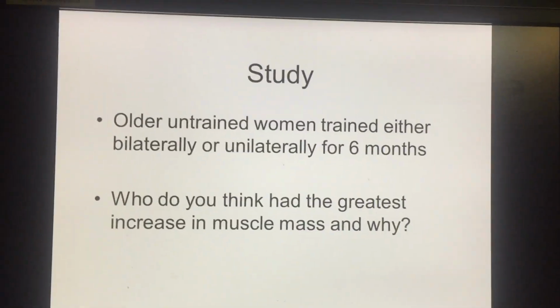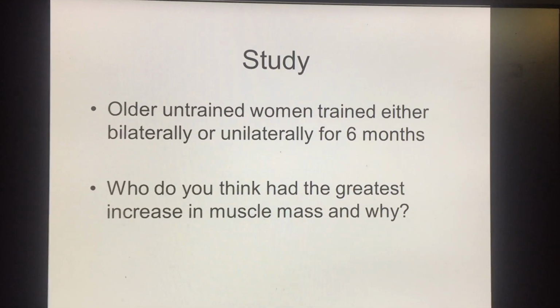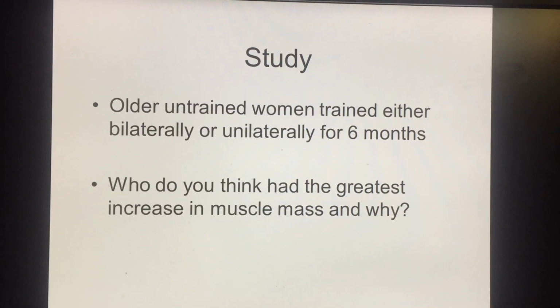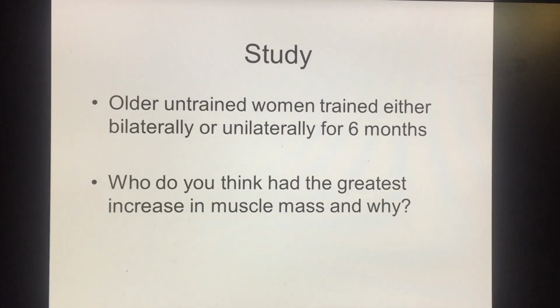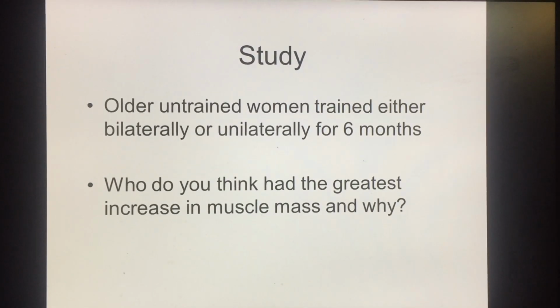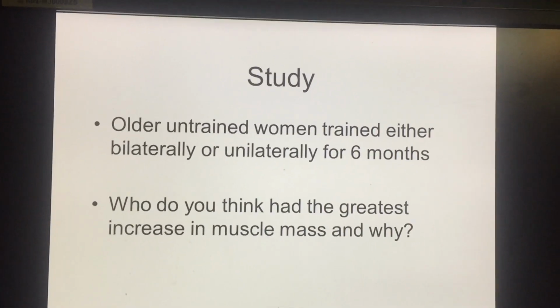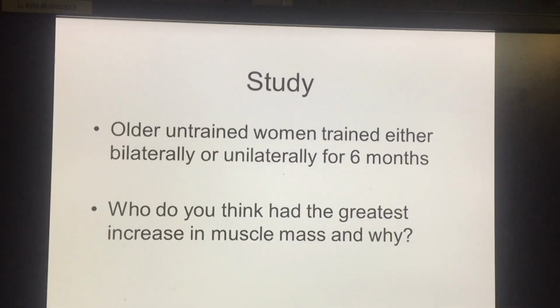Now, the bilateral deficit has implications for the way that some people train. So in this particular study, we had older, untrained women, and they used either bilateral or unilateral contractions to train for 6 months. The question is here, who do you think had the greatest increase in muscle mass and why?